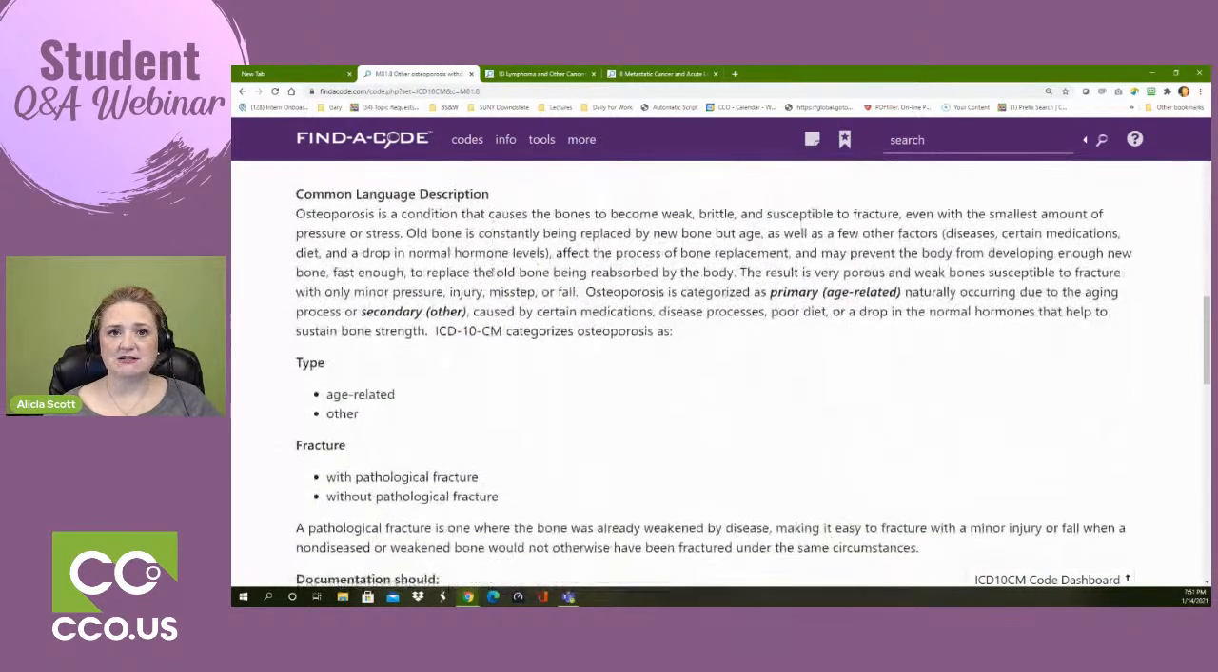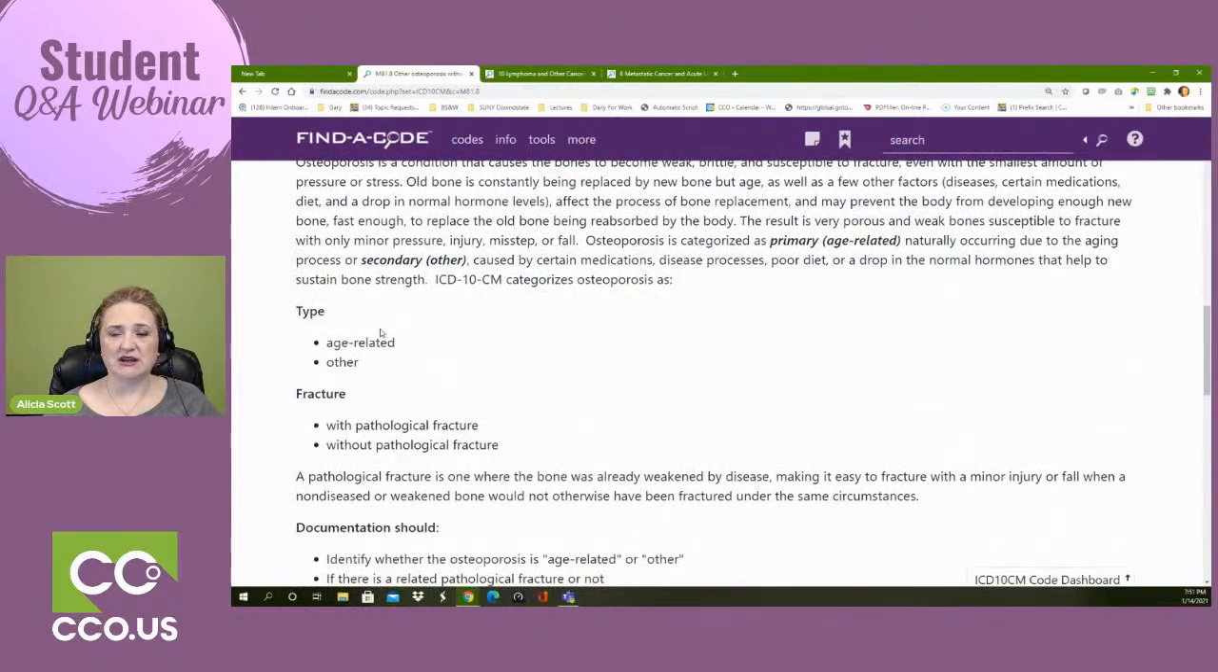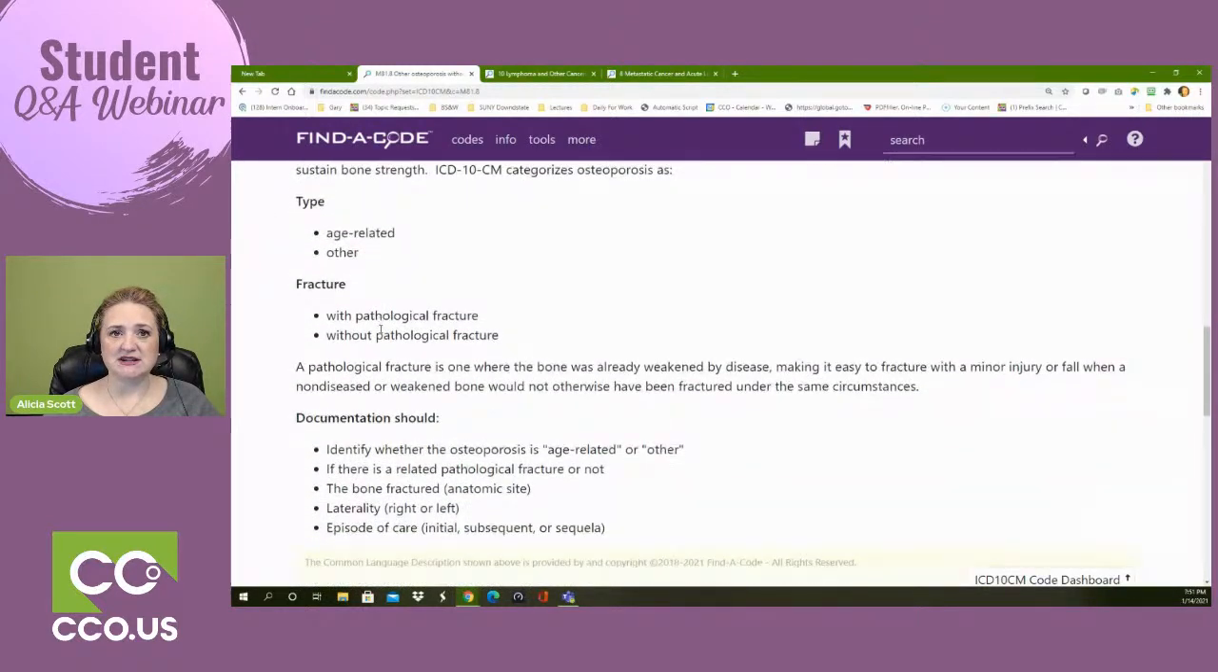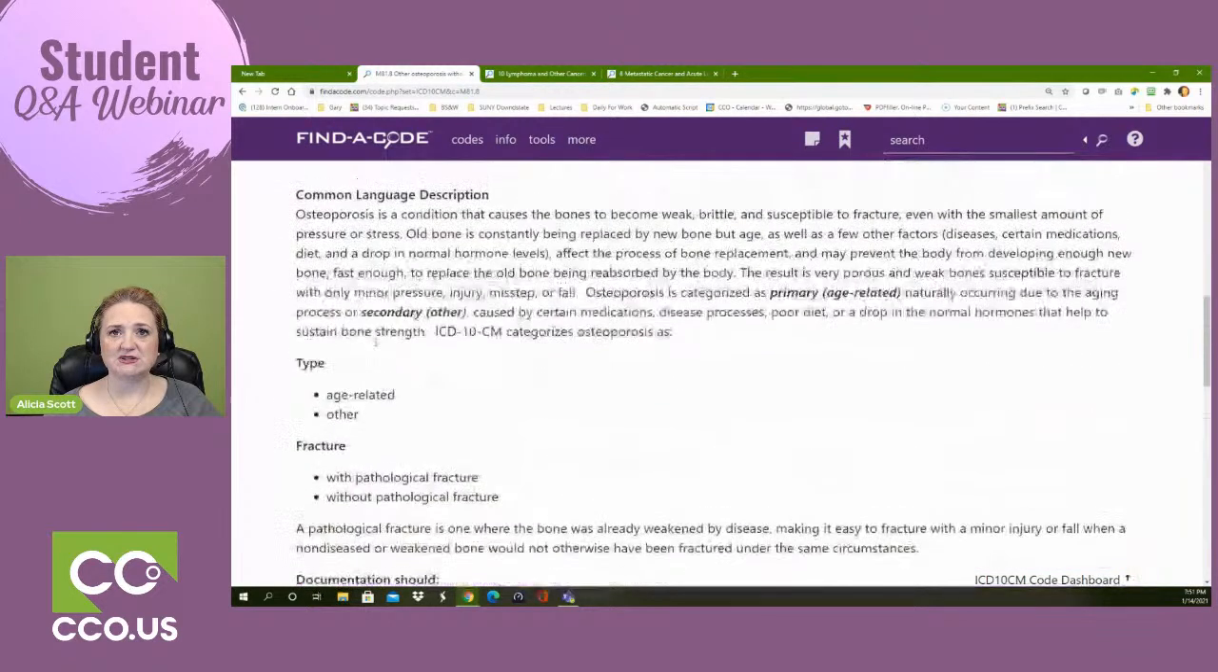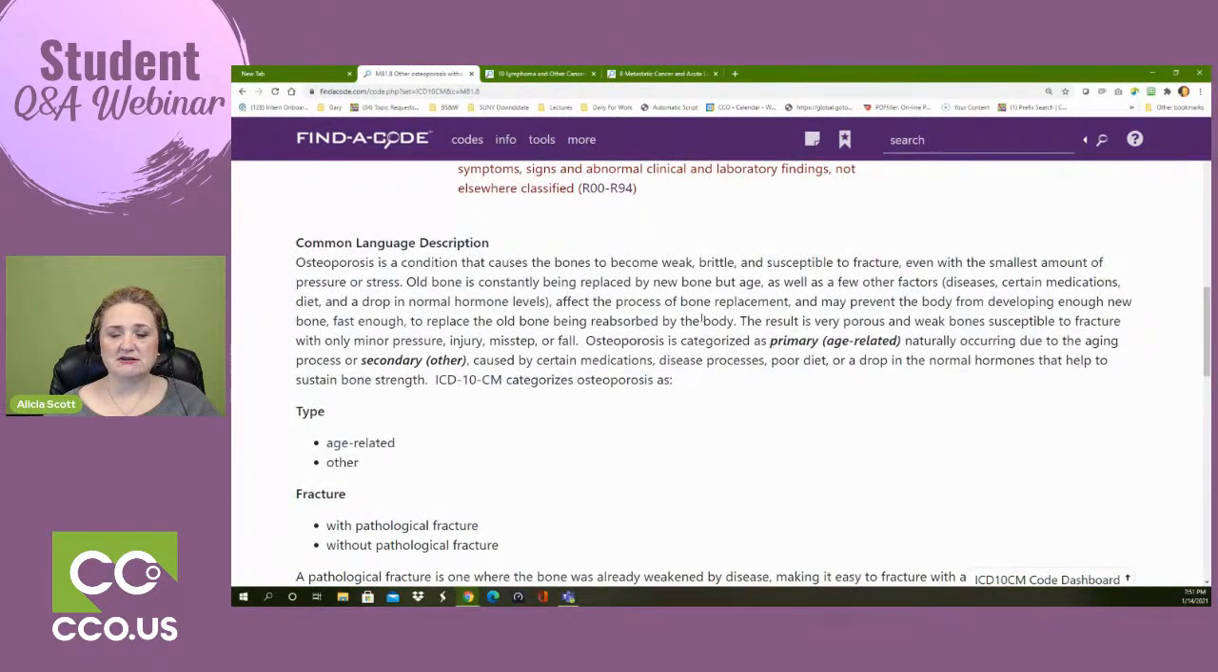Let's see what it says here. Is it age-related or secondary? Does it have a fracture? Those are the things you need to know. And again, primarily, yes, senile or age-related, but it could be secondary. In a 30-year-old, probably secondary. Hope that answered your question.